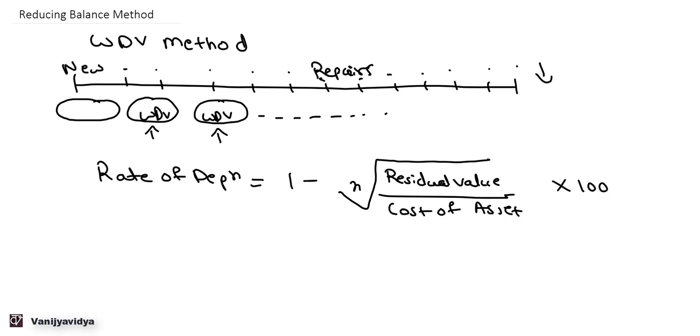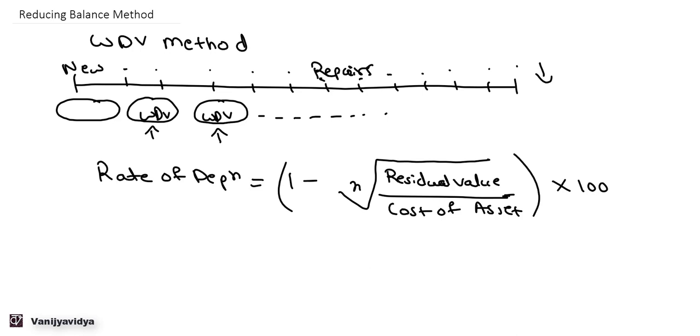So this is the formula for calculating rate of depreciation. That is, n is number of years of the asset. So nth root of residual value divided by cost of asset, and this entire thing we have to reduce from 1 and then multiply it by 100 to get the rate of depreciation in case the rate of depreciation is not given. Usually the rate of depreciation is given and accordingly we have to apply that rate to the cost and in subsequent years to the written down value to arrive at the amount of depreciation.